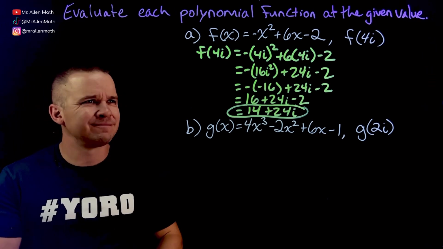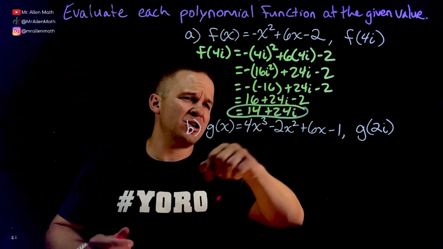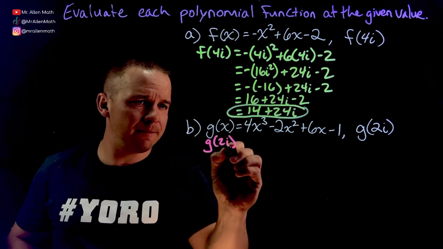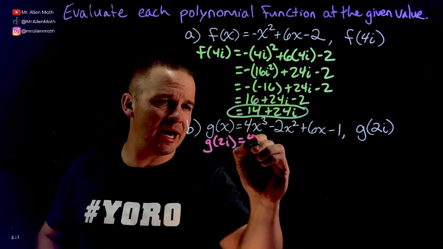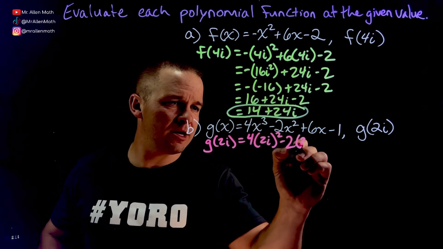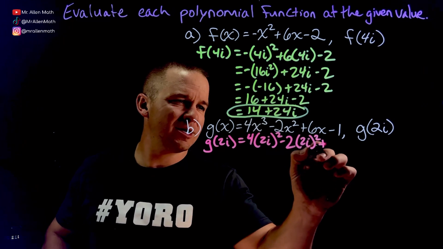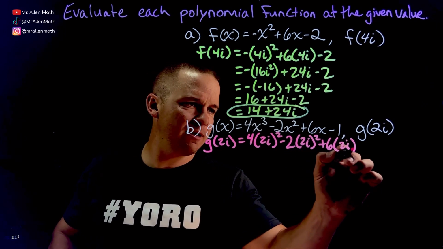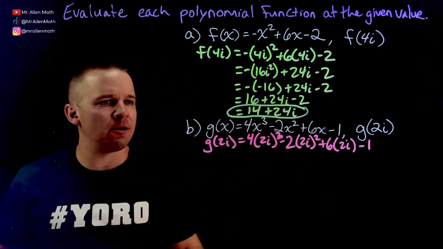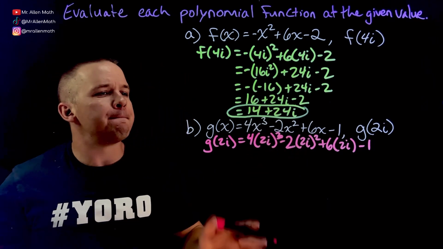Let's do another one here. Love when we've got two problems. Okay, 2i's going in, so we've got g of 2i. Replace all of my x's with the 2i's. So 4 times 2i cubed, minus 2 times 2i squared, plus 6 times 2i minus 1. That's a cube right there, my apologies. There we go. That looks totally great.